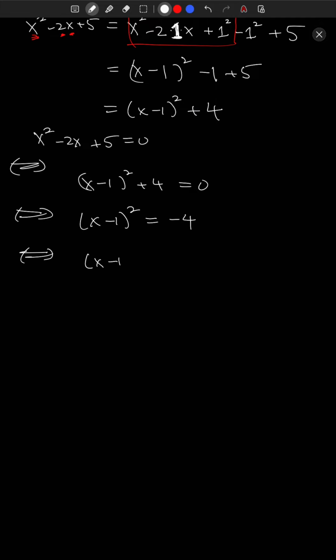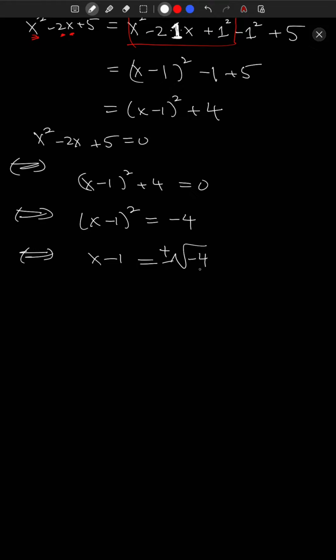So let's do that. x minus 1 equals the square root of negative 4, plus or minus. All right. Now, before learning about complex numbers, this would be an illegal thing, and what you would say is no solutions, right? In other words, if you're only allowed to work with real numbers, then you would say no solutions.